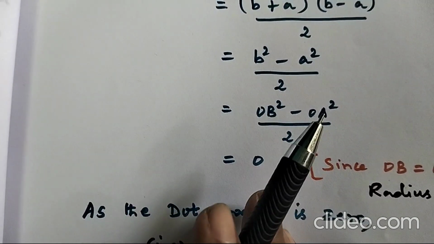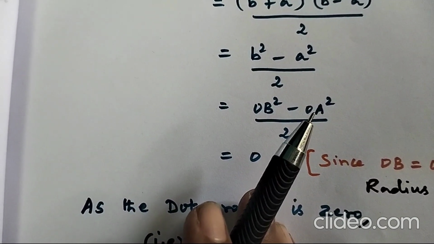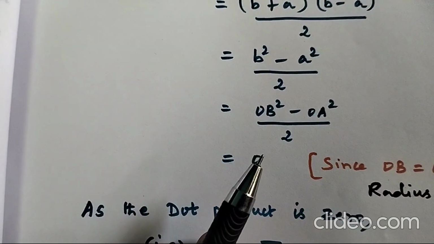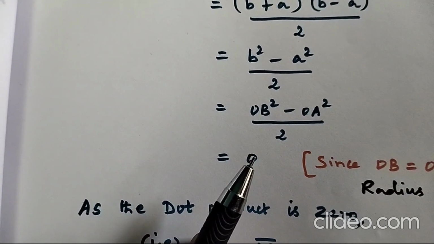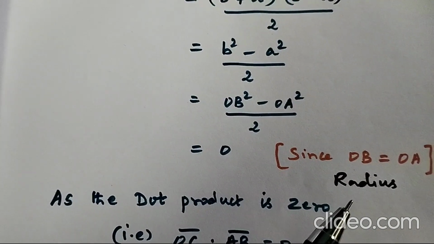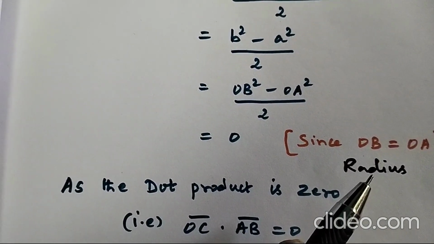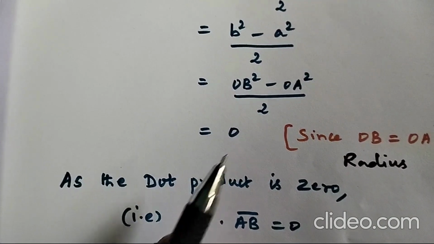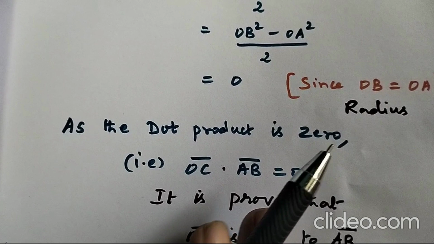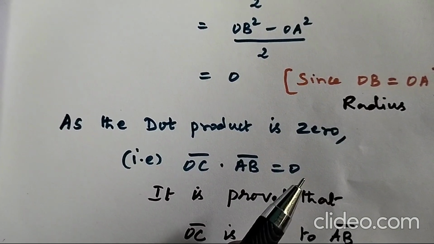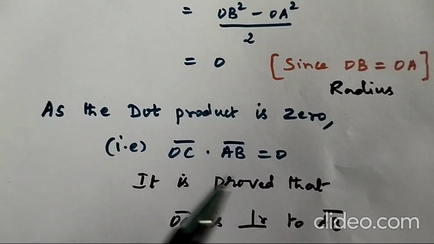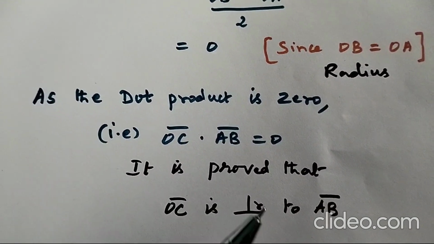What are these OB and OA? They are the radii of the same circle. So equal terms. So the value of the numerator becomes 0. The reason we are writing here is that OB is equal to OA, being radii. Now what is our dot product value? As the dot product value we have attained 0, that is OC dot AB is equal to 0. By means of vector algebra basics, now we have proved that this line OC is perpendicular to line AB.